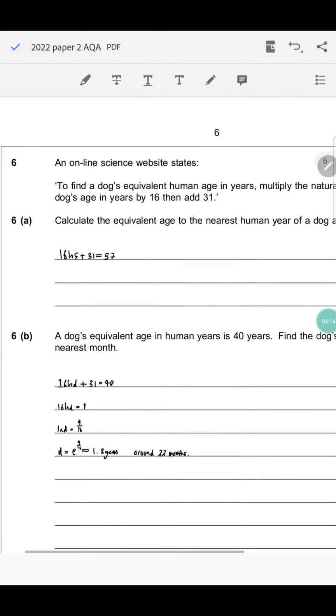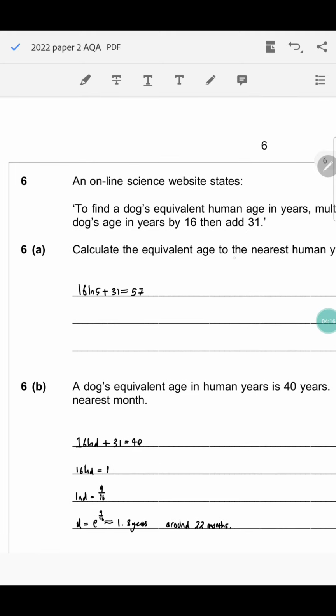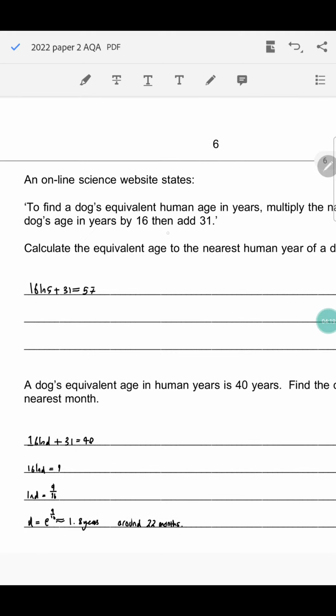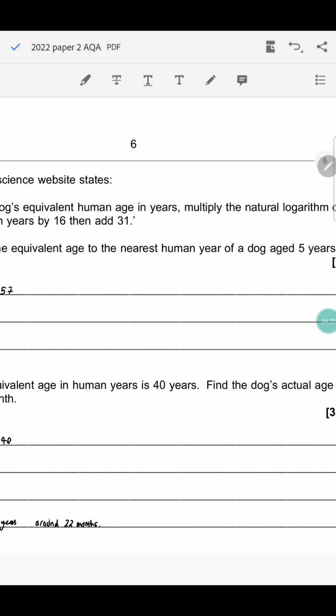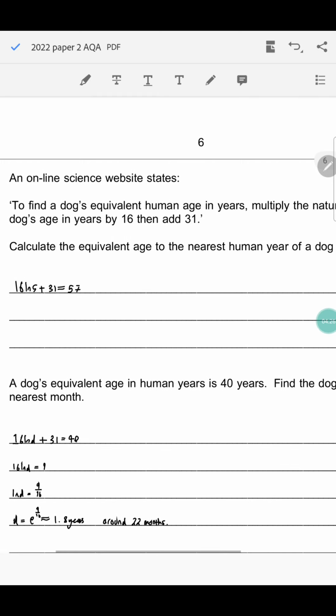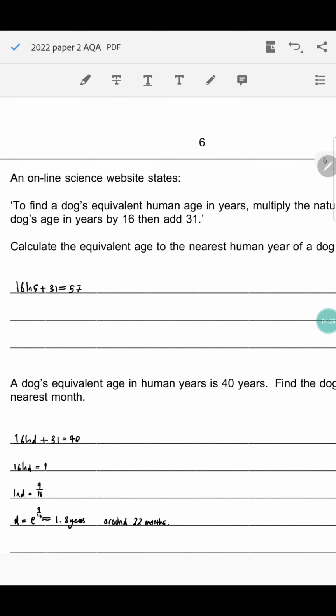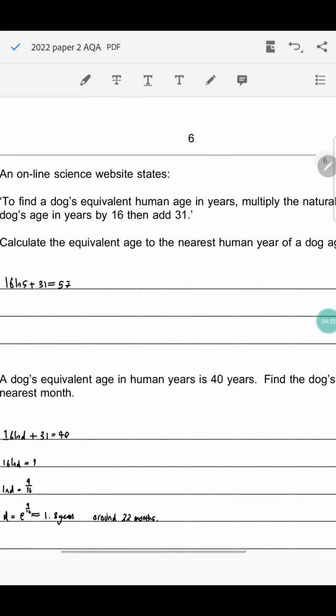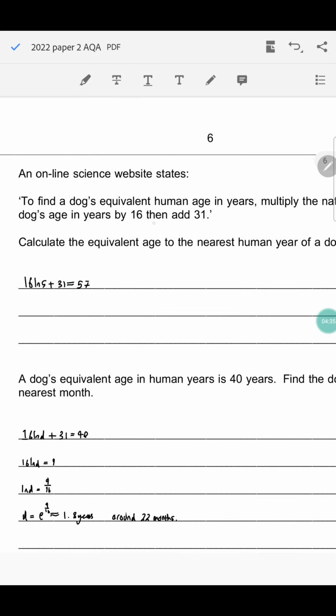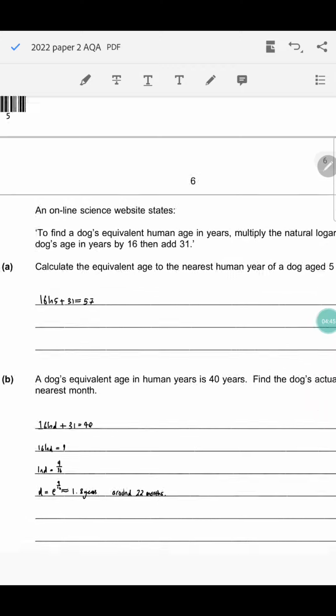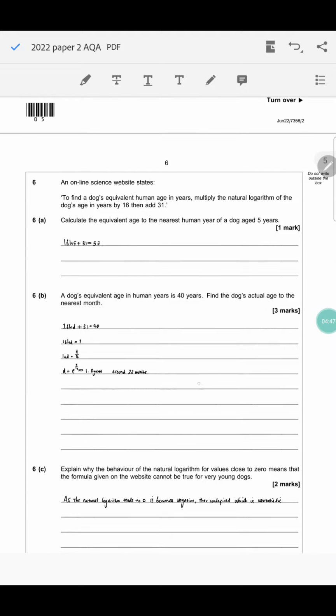Now, question 6. This is like natural logs. Now, we know that to find a dog's equivalent human age in years, we multiply the natural logarithm of the dog's age in years by 16. So it's 16 ln. And then we know that the age is 5 years. So it's going to be 16 ln 5. And then we add 31 to it. So 16 ln 5 plus 31. And that simplifies to around 57 to two significant figures.